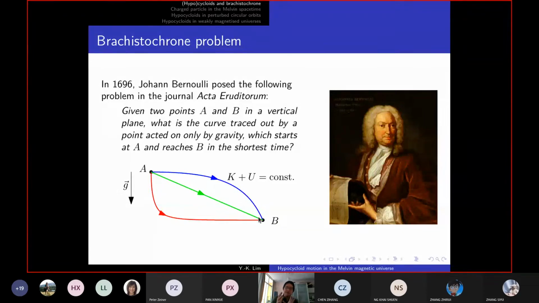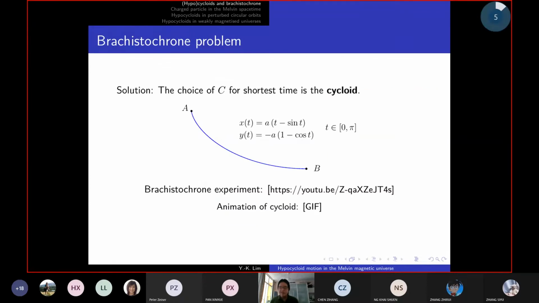So what is the curve that will give you the motion that goes from A to B in the shortest time, right? Where the force is only gravity and the motion is determined by the surface that you are traveling on. So this is a problem that can be solved using calculus of variations. And we don't need to go through the details. I can give you the solution.